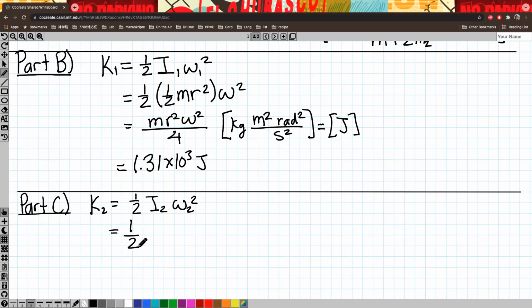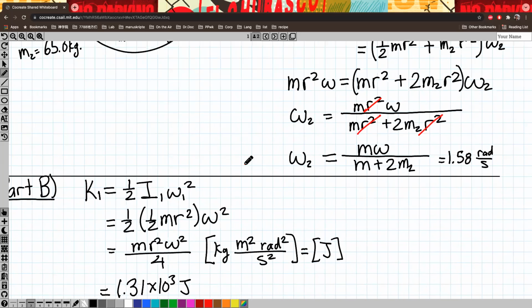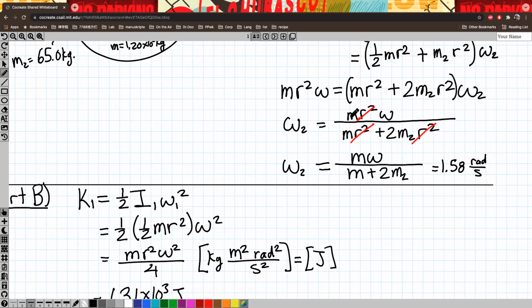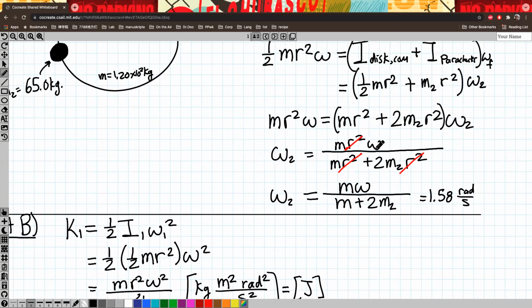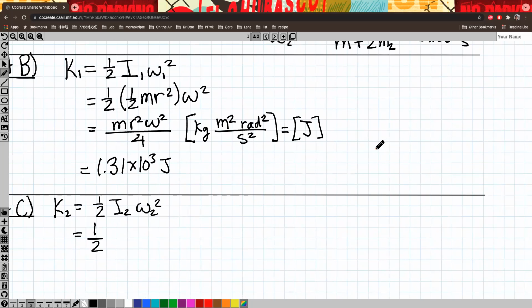What was our moment of inertia? The new moment of inertia, we calculated that at some point. Half M R squared plus m2 R squared. So that's the new moment of inertia.